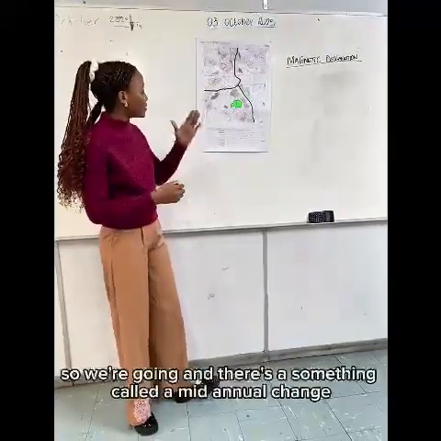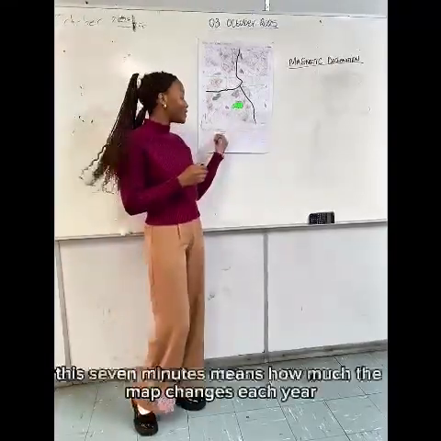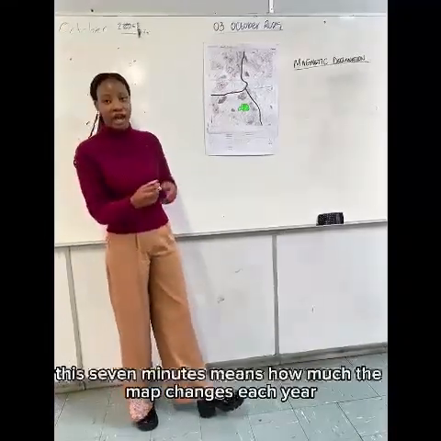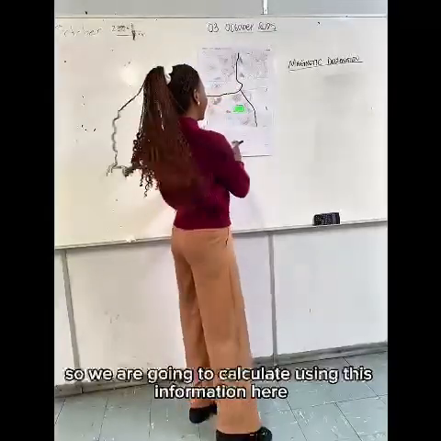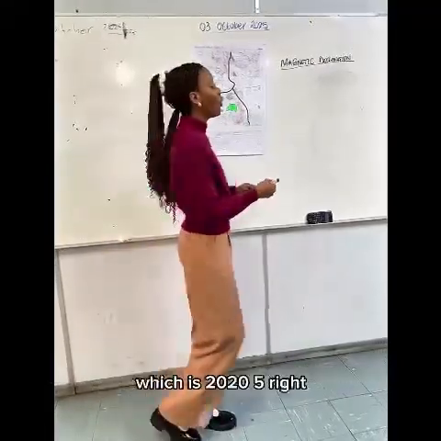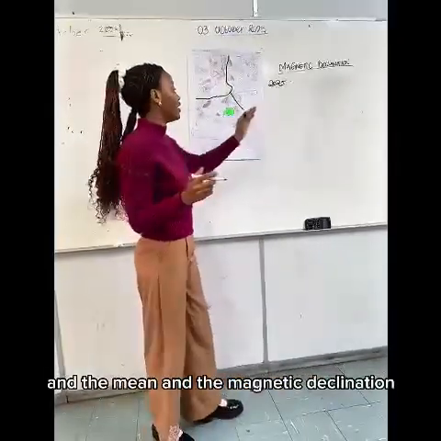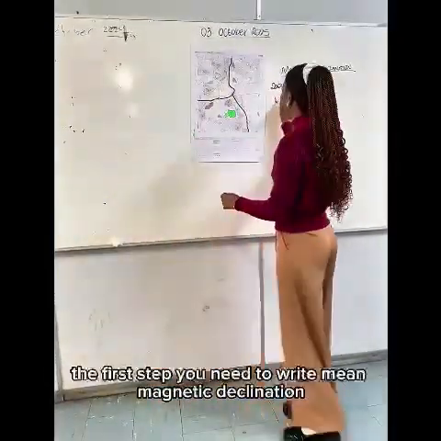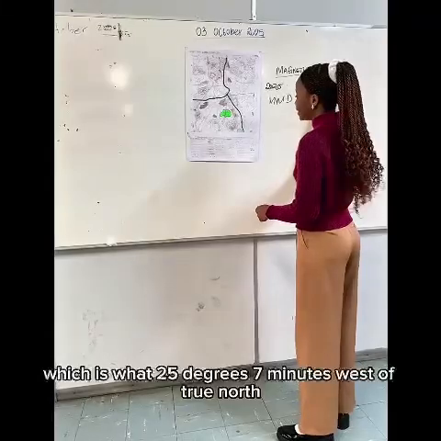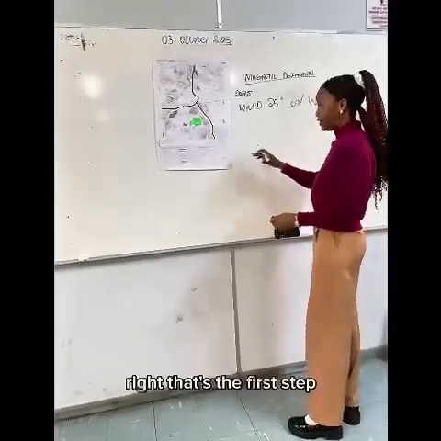So there's something called a mean annual change, which is 7 minutes westward. This 7 minutes means how much the map changes each year. So we're going to calculate using this information, looking at magnetic declination for the current year, which is 2025, right? The first step, you need to write the mean magnetic declination, which is 25 degrees 7 minutes west of true north. That's the first step.